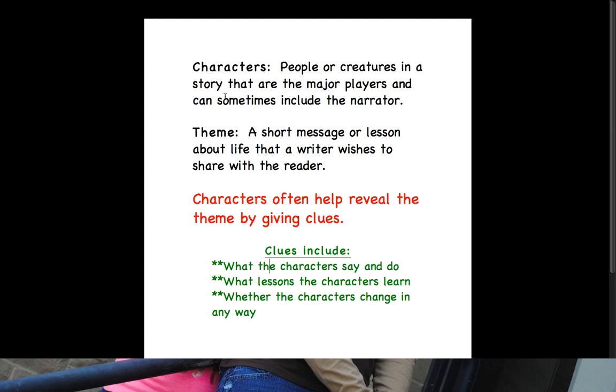The theme, if you remember from last week, is a short message or lesson about life that the writer wishes to share with the reader. Now, characters often help reveal the theme by giving some clues. These clues include what the characters say and do, what lessons the characters learn, and whether the characters change in any way. As you're reading Scout's Honor, think about the main characters and what they are learning about life and about themselves.